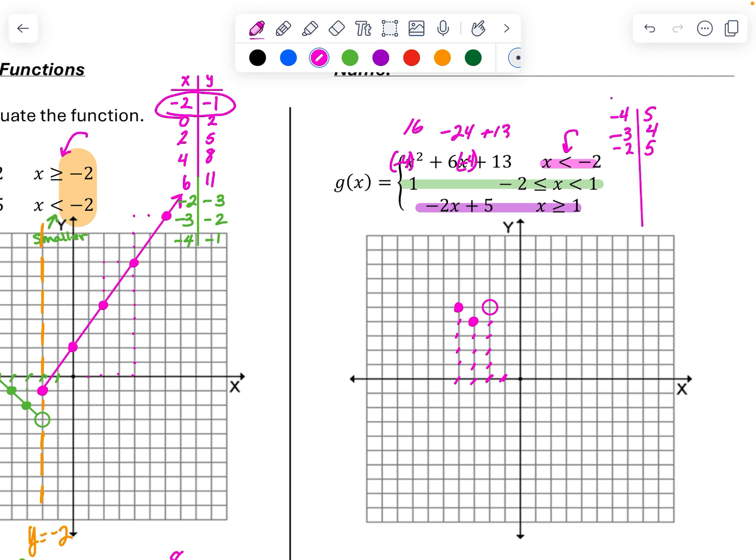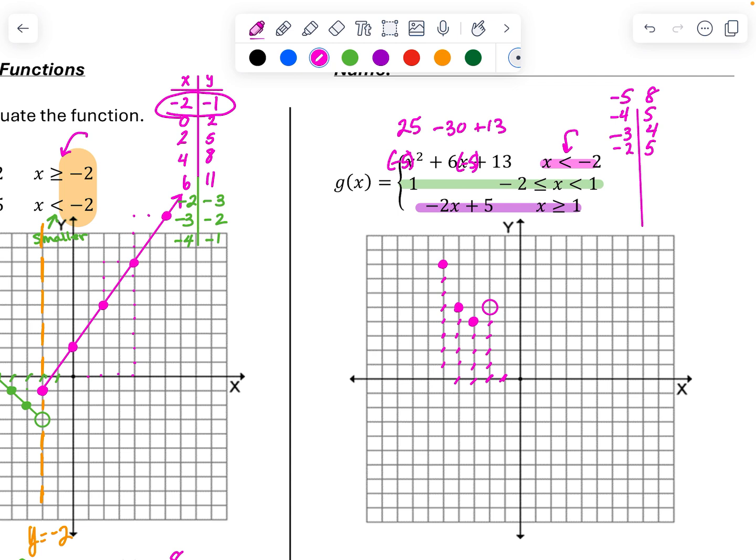Okay, what if I use a smaller number? What if I use negative 5? Well, if I decide to use negative 5, and the reason I'm using smaller numbers is that's what it says. X's need to be smaller. So I'm going to put negative 5 in here, here, and here. And that's 25. And that's minus 30. And that's plus 13. So negative 5 and 13 is 8. So I'd get negative 5 and 8. So 1, 2, 3, 4, 5, 6, 7, 8.